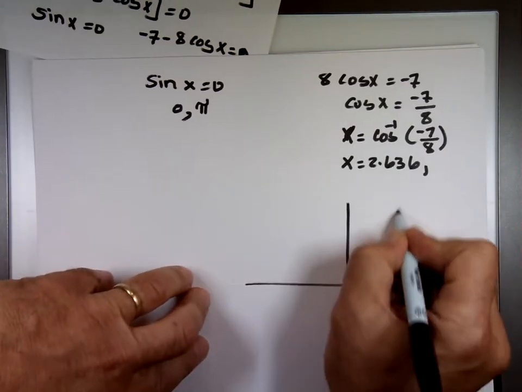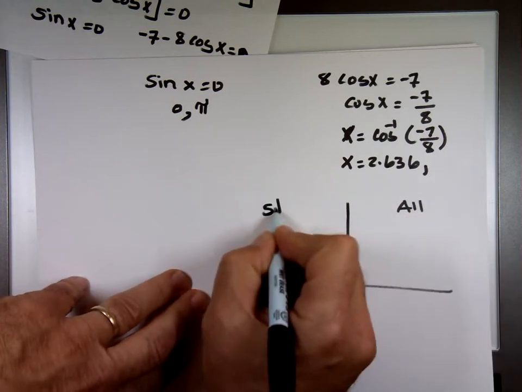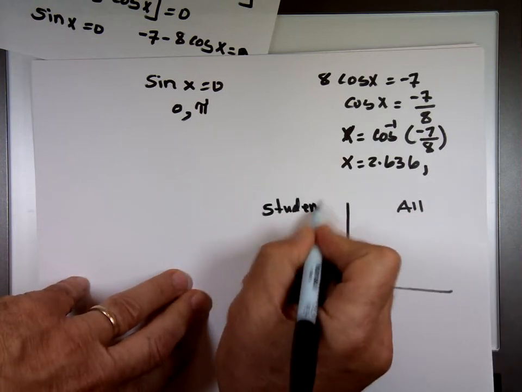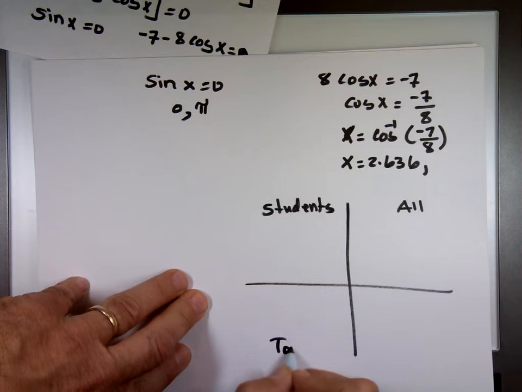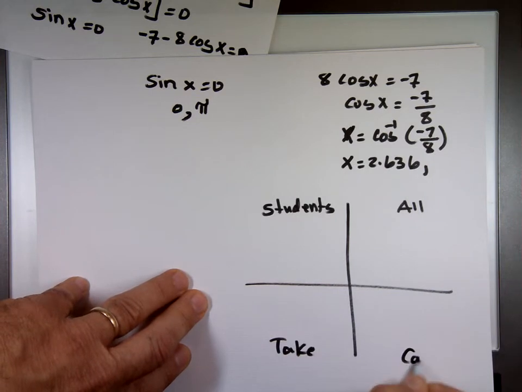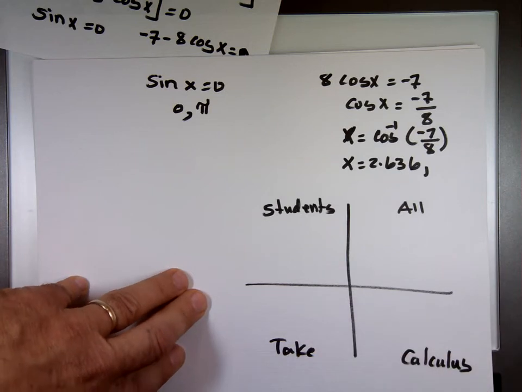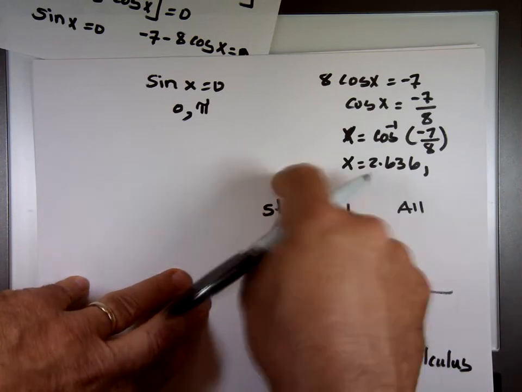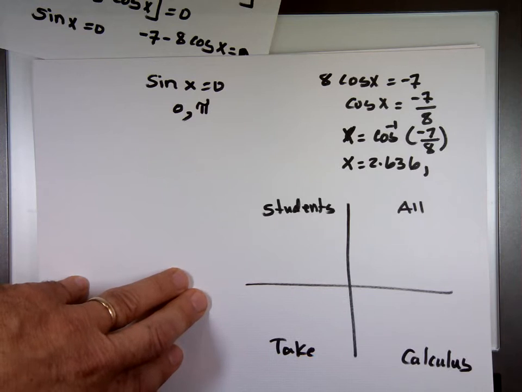All students take calculus. All stores take cash. All students try chicken. Whatever you want it to be.